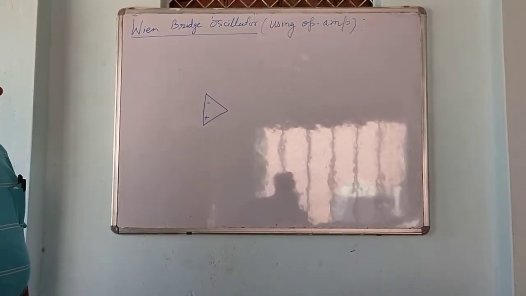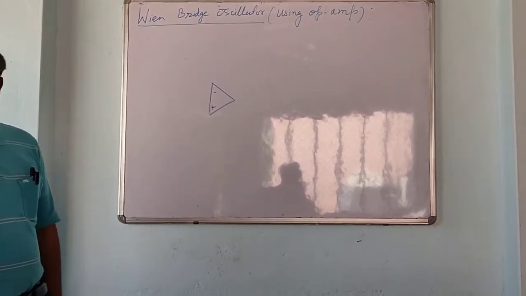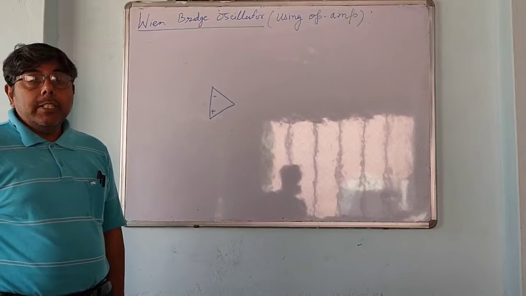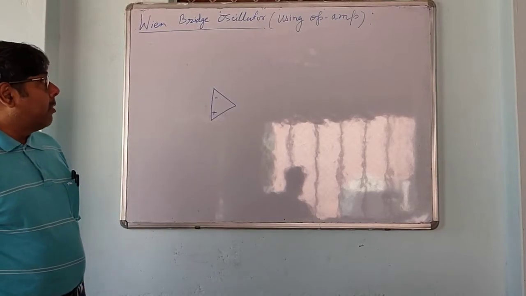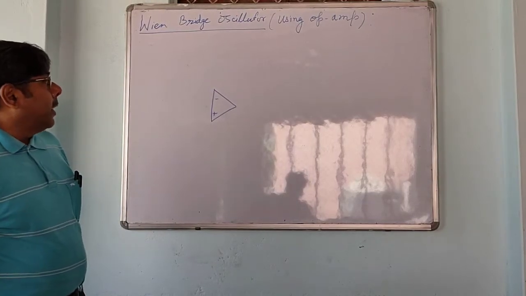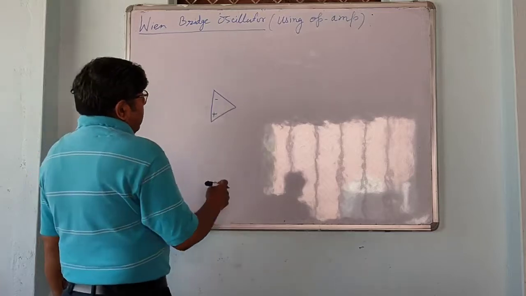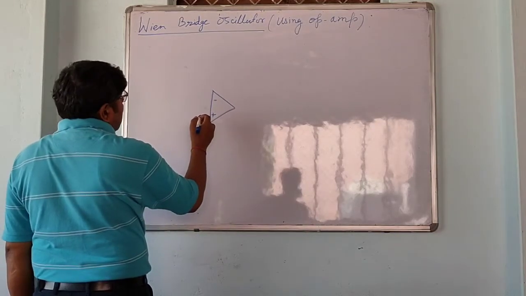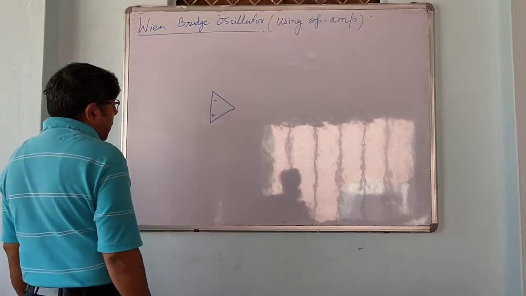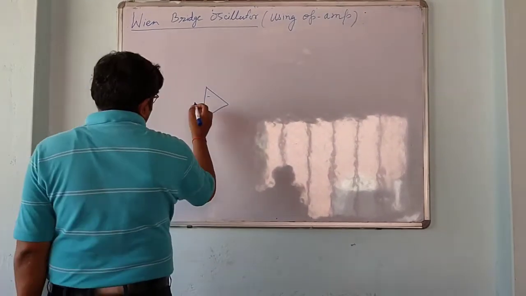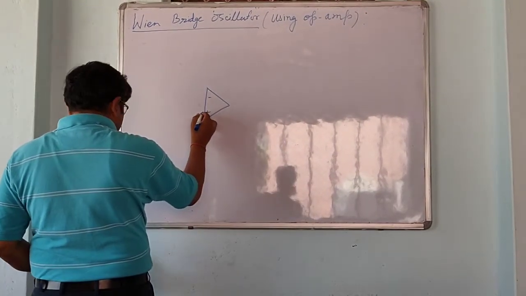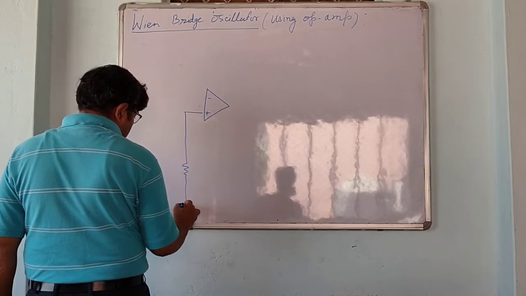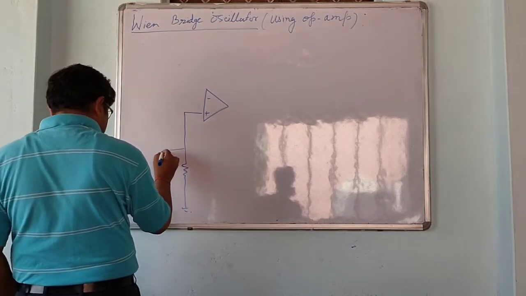Today we will start another type of oscillator. It is called Wien Bridge Oscillator using operational amplifier. And first of all, we will draw a circuit for Wien Bridge Oscillator using operational amplifier. So, the circuit of this oscillator is like this.